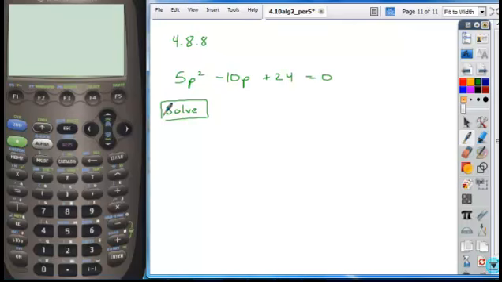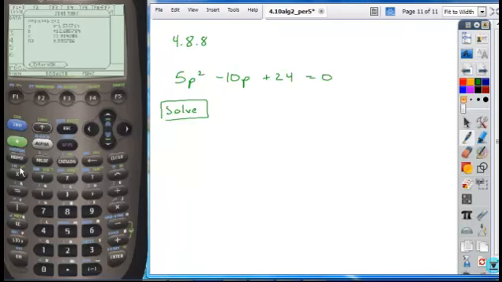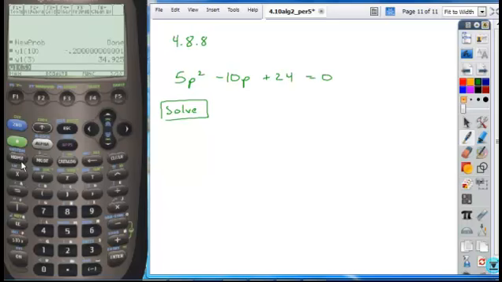All right, so in this problem, it asks you to solve it. And so when you're asked to solve, what that should direct you to do is just use the solve feature of your calculator. So solve, type in what you have. I'm going to change the p's into x's, but I'm going to make a mental note that I have to change it back when I'm done.